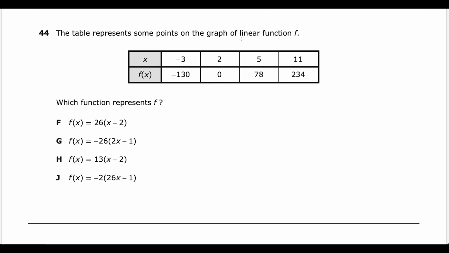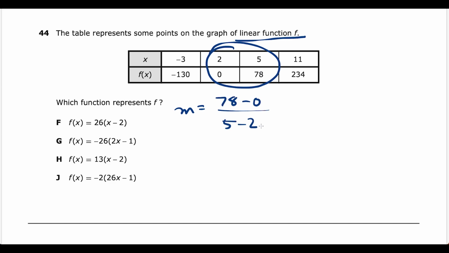Question 44, another linear function. So we're going to write the equation of the line, and we're going to choose these 2 points here. Our slope, our m value, is going to be the difference of the y values, 78 minus 0, over 5 minus 2, the difference of the x values. So this is 78 divided by 3. When we divide these, 3 goes into 7 twice with a remainder of 1, and then 3 goes into 18 6 times. So our slope is 26.